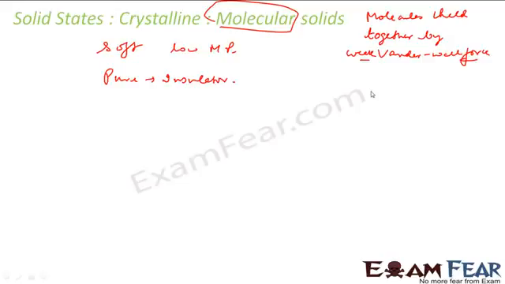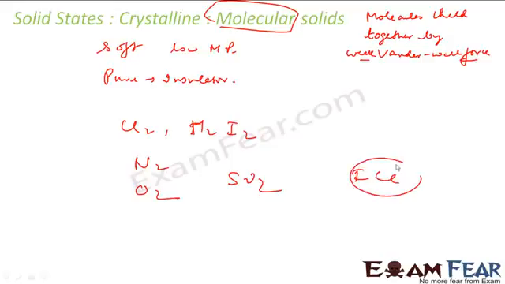Examples of molecular solids are hydrocarbons, ice, solid carbon dioxide, white phosphorus, sulfur. I can also have solid halogens, for example chlorine, hydrogen, iodine. N2, O2, SO2, ice, solid carbon dioxide. These are my molecular solids.